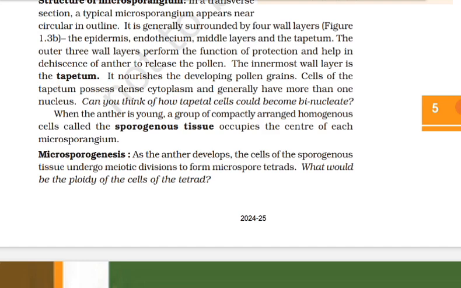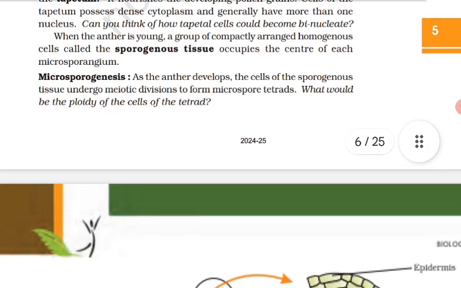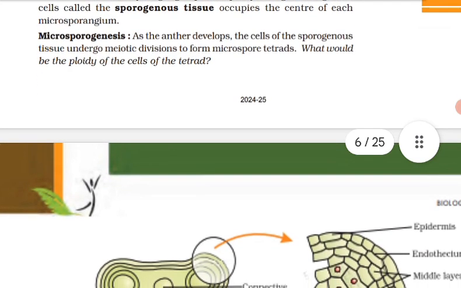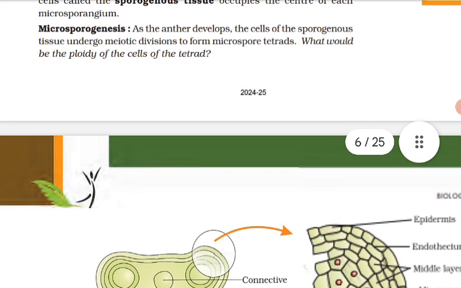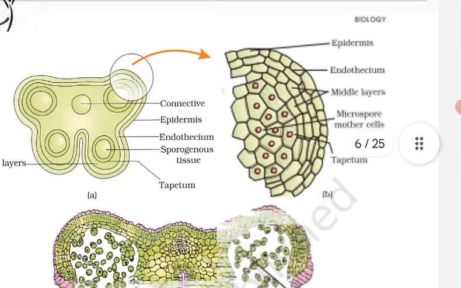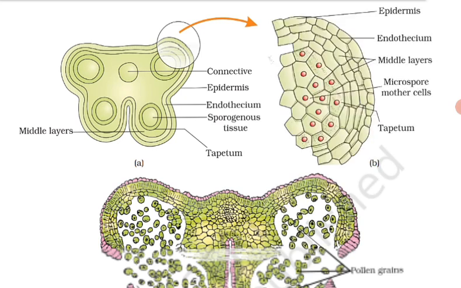क्लियर? The outer three wall layers perform the function of protection and help in dehiscence of anther to release the pollen. कौन सी थ्री आउटर? एपिडर्मिस, एंडोथीशियम और मिडिल लेयर. The outer three wall layers perform the function of protection and help in dehiscence of anther to release the pollen.